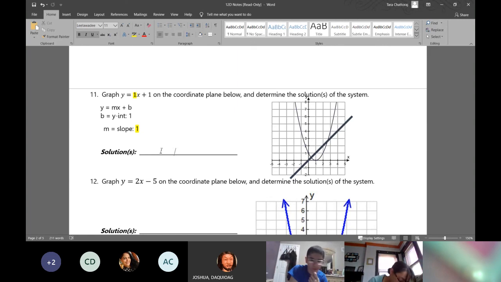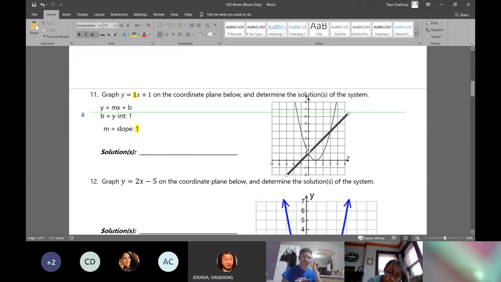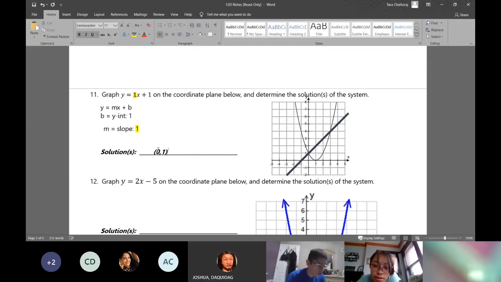So wait, intersect at 0, 1, right? Oh, I did this wrong. Sorry, it should be up here. There we go. Okay, that was my bad. Are we happier now? So it should be 0, 1, and then it should be 3, 4. Perfect. Good job, Bill.